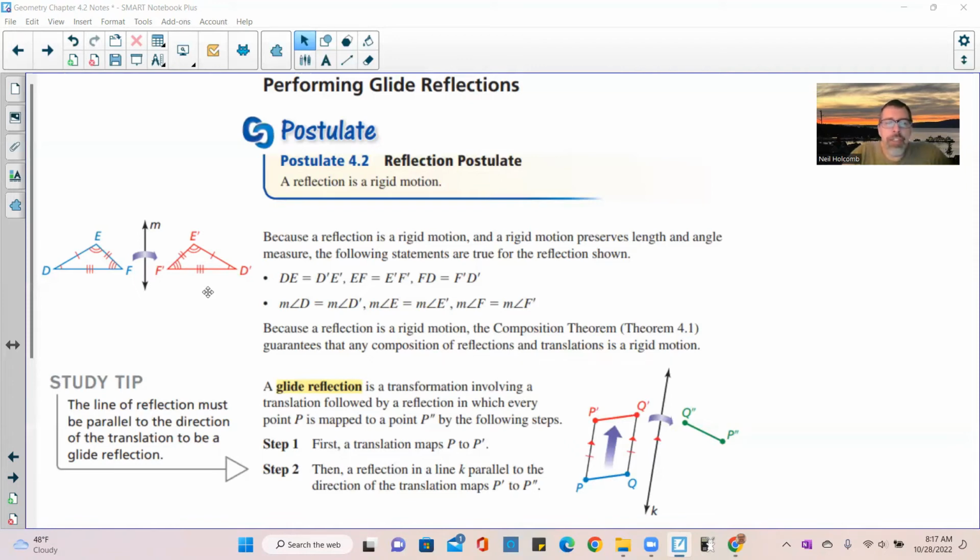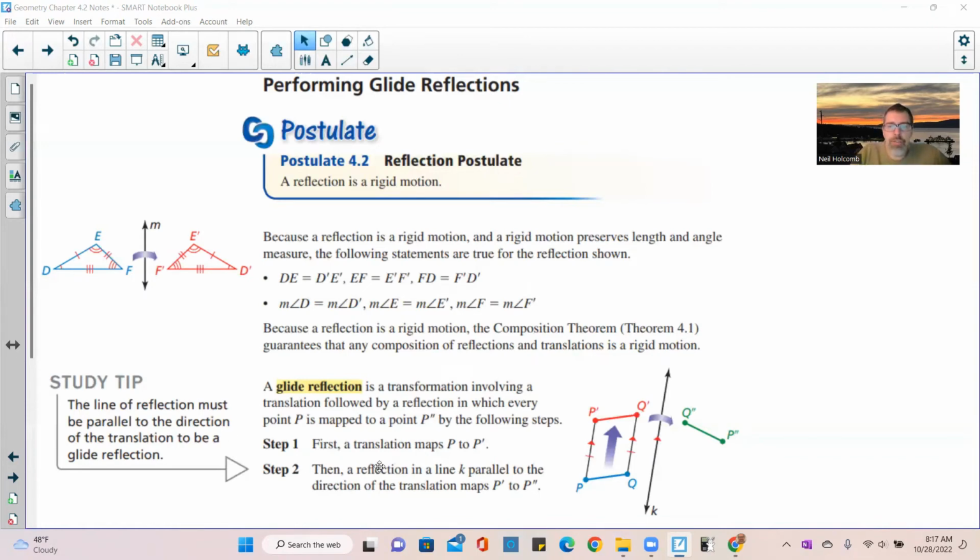So all those things I just read to you from the diagram, and because a reflection is a rigid motion, the composition theorem guarantees that any composition of reflections and translations is also a rigid motion. So a glide reflection is a transformation involving a translation followed by a reflection in which every point P is mapped to point P double prime by the following steps.